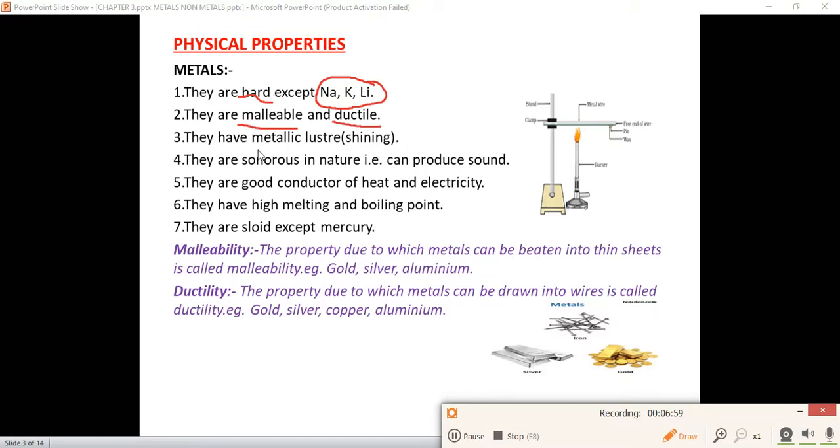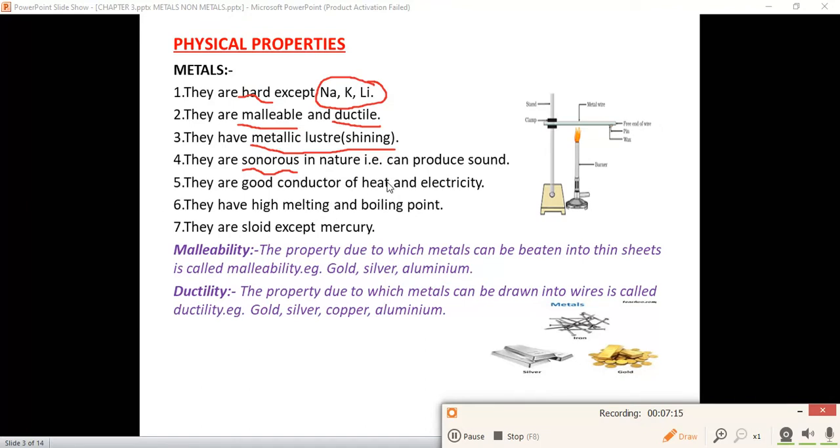They have metallic luster, shining. We all know that metals are very shining in nature. We have seen metals like gold, silver, copper, aluminum. They are very shining and lustrous in nature. They are sonorous. Sonorous means they can produce sound. When we beat the metal, it produces sound.